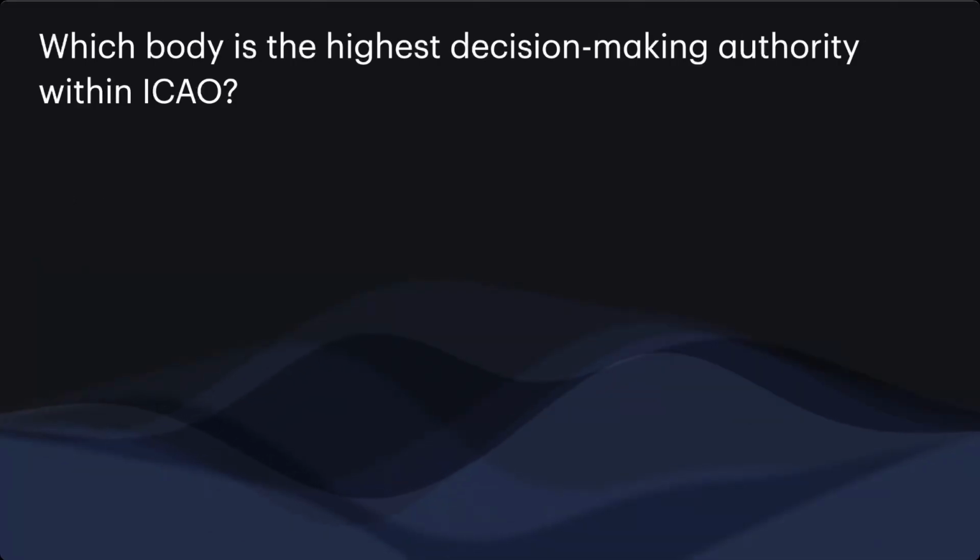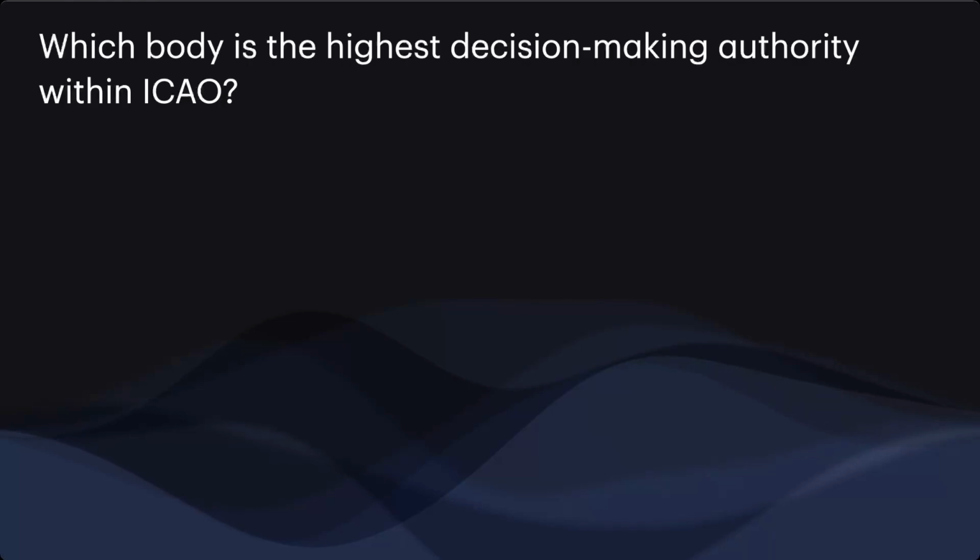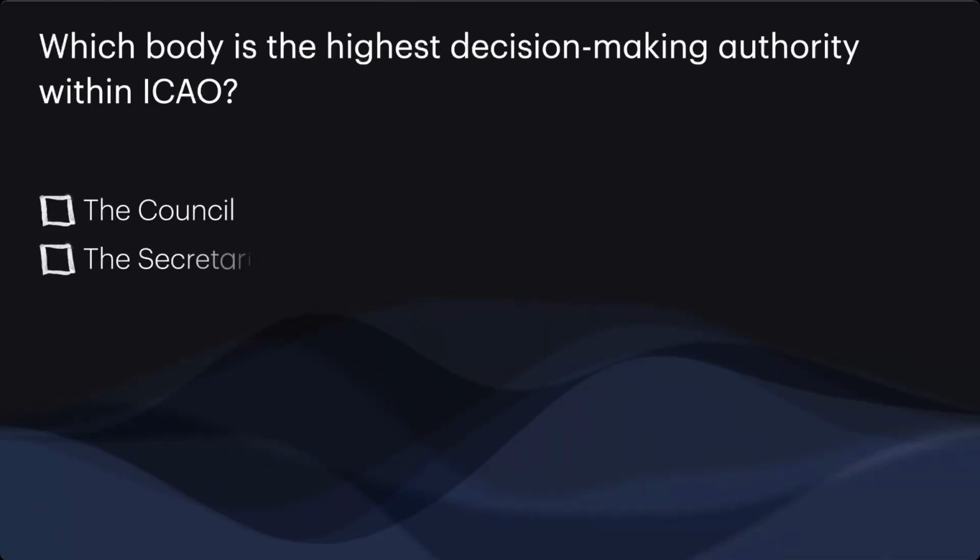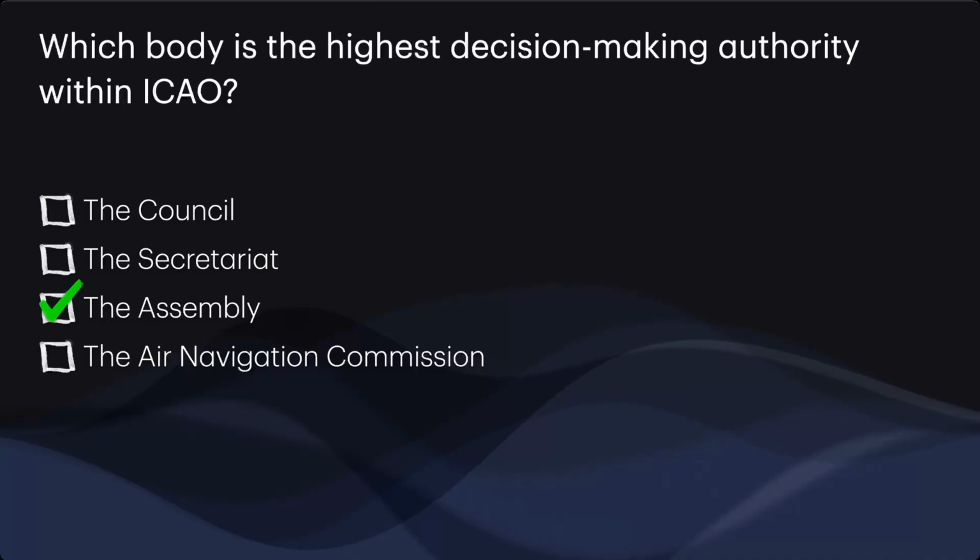Which body is the highest decision-making authority within ICAO? If you remember the ICAO organization structure, we had the assembly at the top, which is the supreme body, and it was formed by the 193 members. And then we have the council, which had 36 members, and those 36 members were elected by the assembly. So that was the organization structure. The assembly was at the top, so the correct answer is assembly. After assembly comes the council, which has 36 members. Then we have the commissions and the secretariat and all those things.